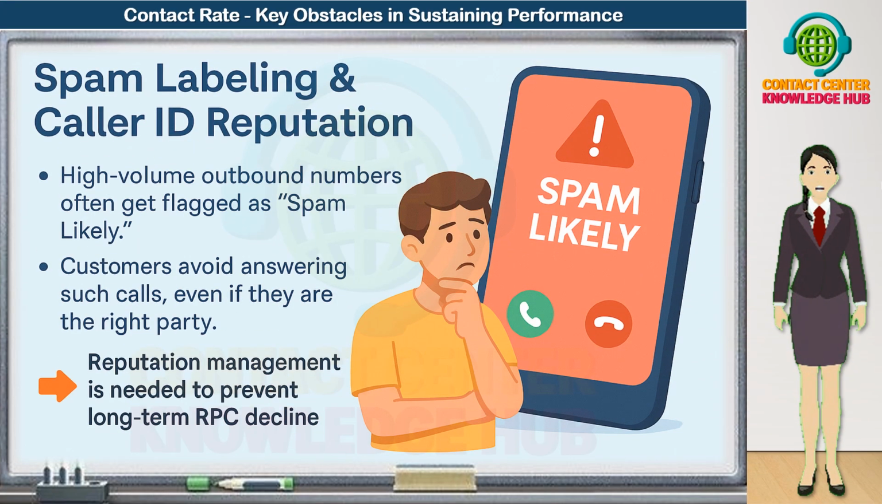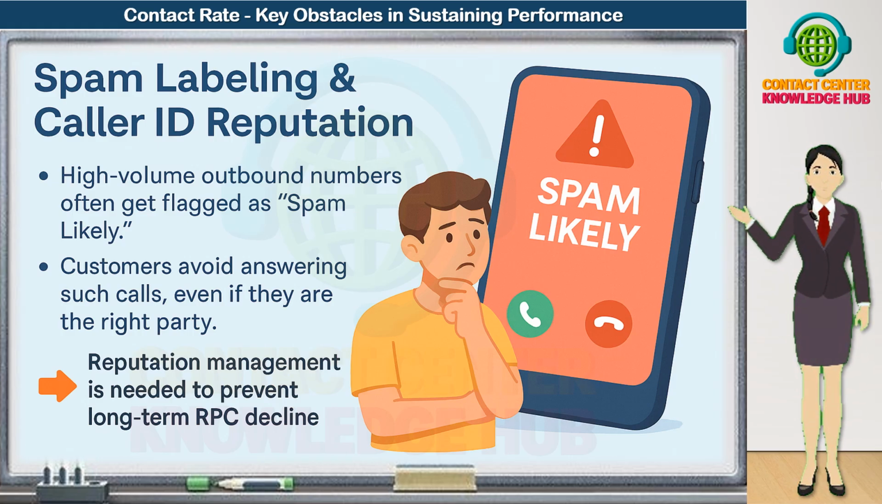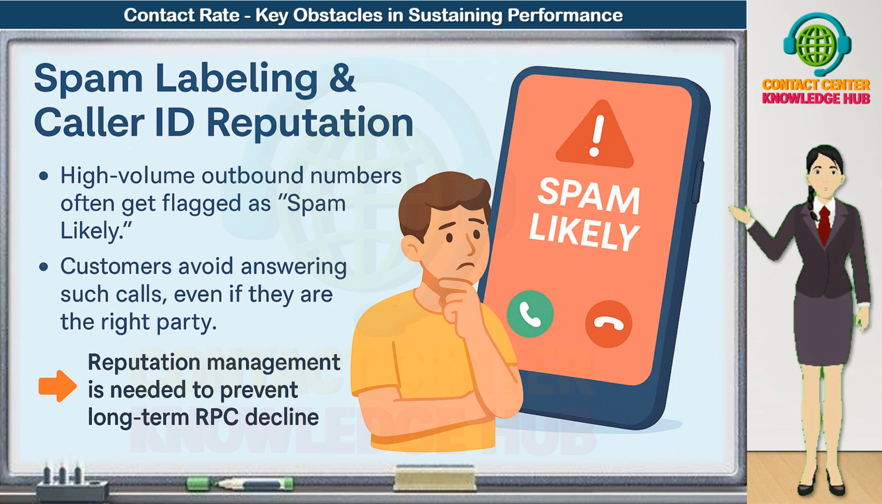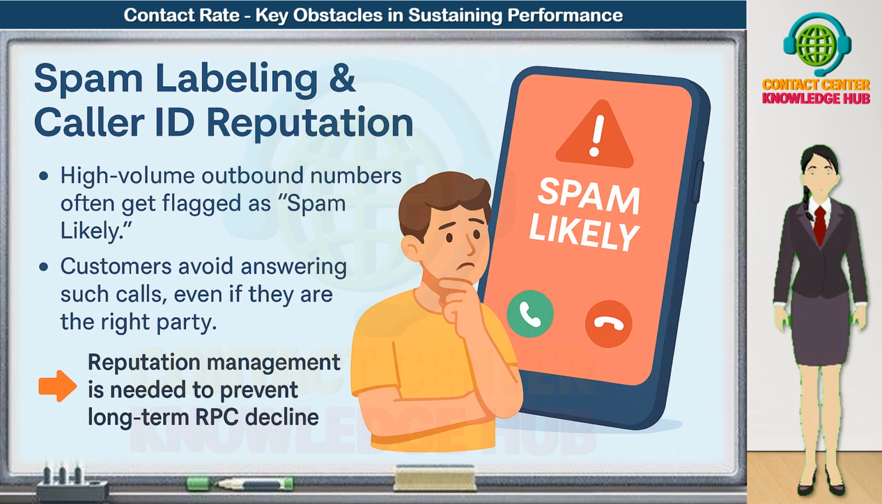Let's now talk about one of the most common modern challenges in outbound operations: spam labeling and caller ID reputation. When your outbound numbers make a high volume of calls in a short period, carriers' algorithms may automatically flag them as spam likely or potential fraud. Once that happens, even genuine customers, your actual right parties, begin to ignore or reject your calls out of caution.